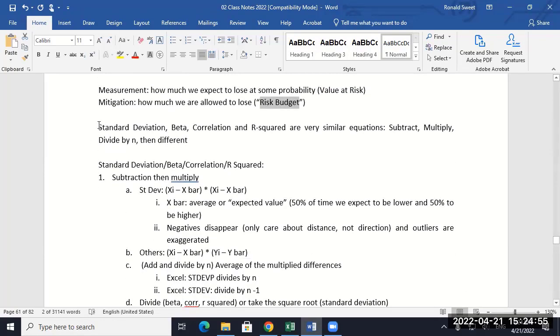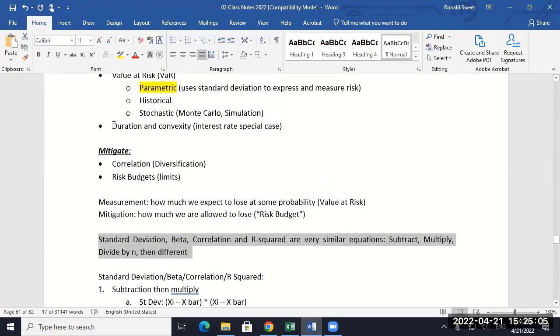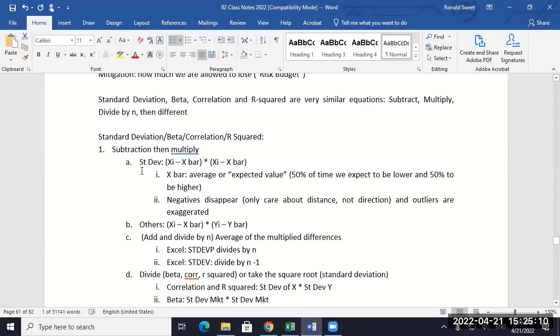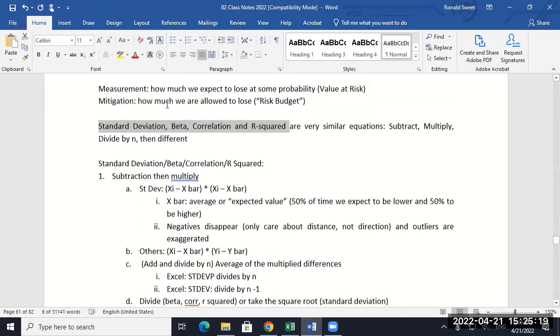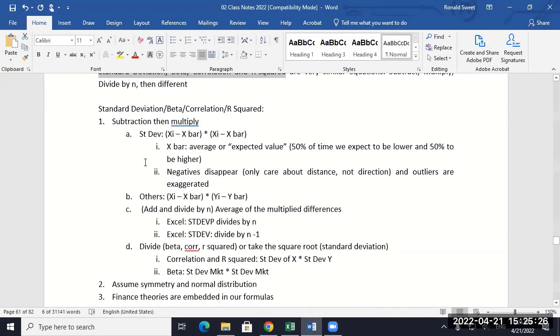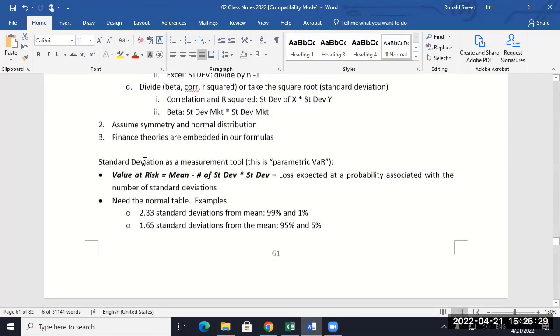All right, so know these formulas off the top of your head. Standard deviation, beta, correlation, R squared. Know all of those off the top of your head. If you are a finance major, you should also know duration off the top of your head. There are certain formulas that you just know as a finance major. Every business major should know these formulas here. And then actuarial science, this is the easy stuff for them. They're going to go far more complex than that. All right, I'm not going to go through those formulas there.